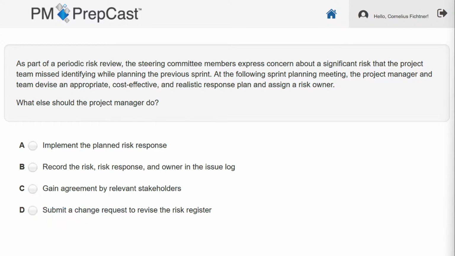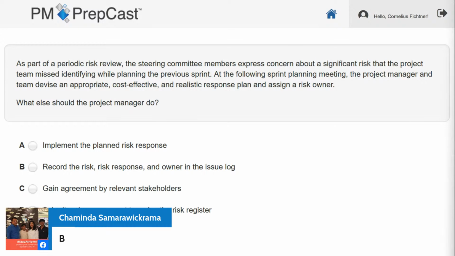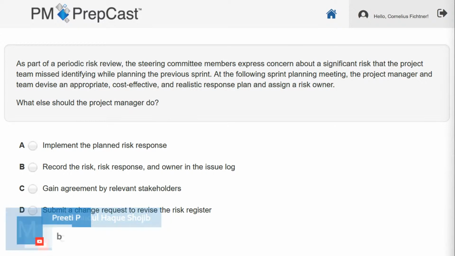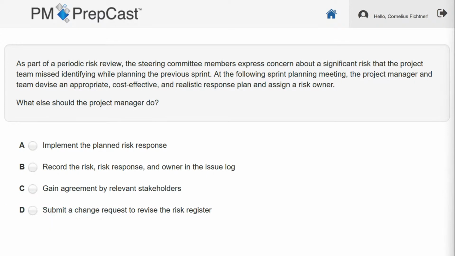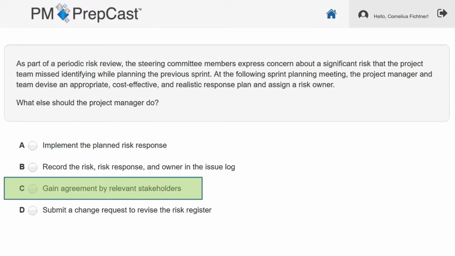Okay, we got answers coming in. B, D, C, B, D. So we're a bit all over the place here. No real agreement that I can see. The correct answer in this particular case is C, gain agreement by relevant stakeholders. Here's why. A risk should have an appropriate and cost-effective and realistic response plan with an assigned risk owner. Okay, that much we agree upon.